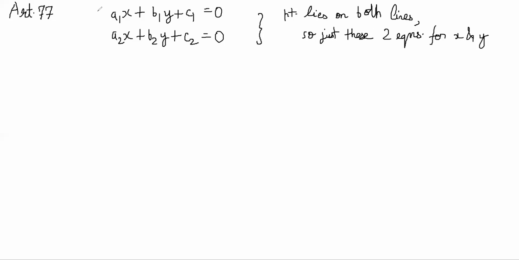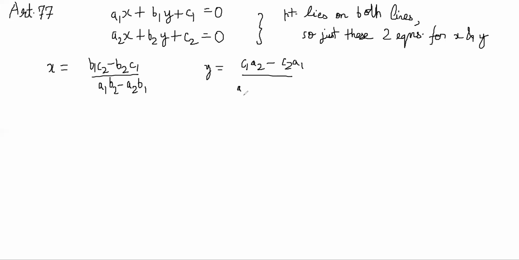Multiply this by a2, multiply this by a1, eliminate x and so on, right? So you'll finally get the common point: x will be equal to b1 c2 minus b2 c1 by a1 b2 minus a2 b1, and y is equal to c1 a2 minus c2 a1 by a1 b2 minus a2 b1. So this is just obvious how to solve it. Don't try to memorize these answers, okay? Anyway, this is clear.